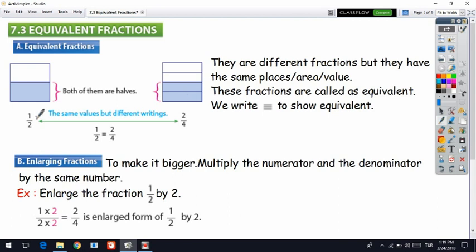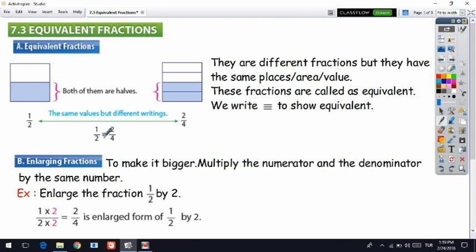As you can see, denominator 2 and denominator 4 are different from each other. But their places, their areas, their values are the same. So we call this kind of fractions equivalent. We read 1/2 is equivalent to 2/4. We use this three-line symbol when we want to show equivalent fractions.